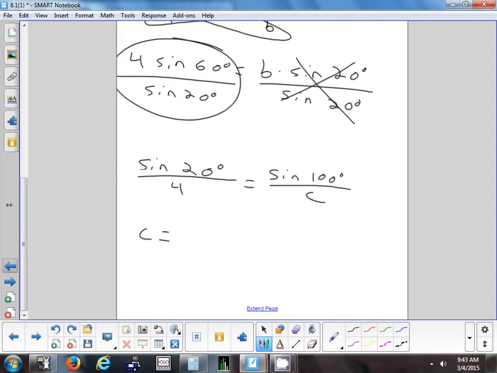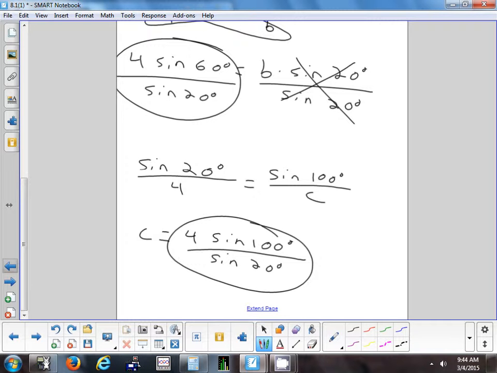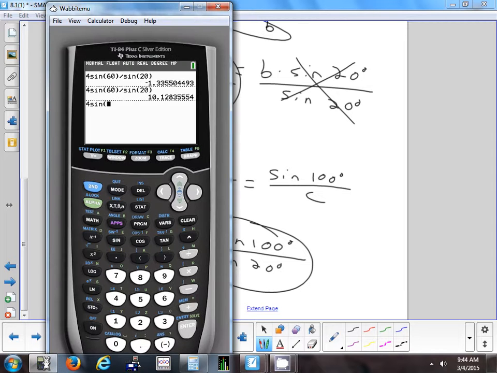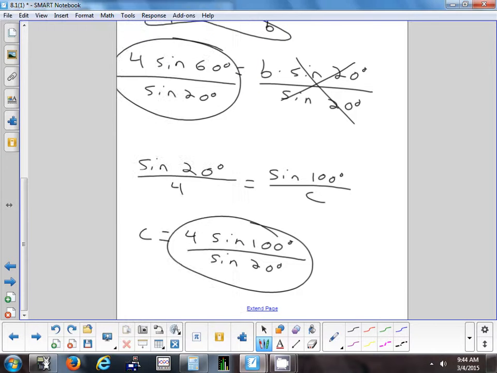Okay, cross multiply. When you get C by itself, it's going to be 4 sine 100 divided by sine 20. Okay, and just type that in. 4 sine 100 divided by sine 20. Okay, we get 11.518.